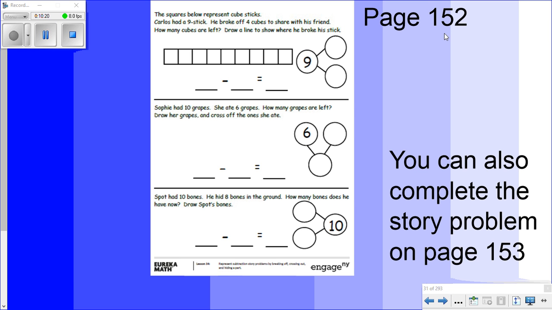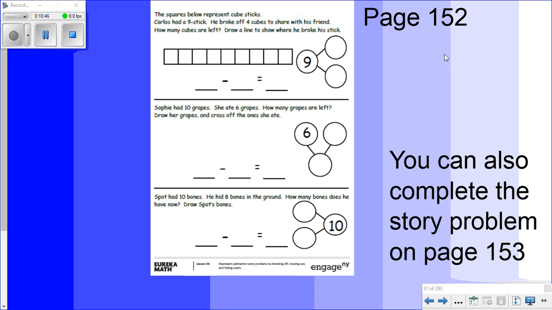It's page 152 that you should try to read the problems on your own and make the pictures and the number bonds and the equations all on your own. And then a grown-up in your family can take a look at it to check it for you. And you can also complete the story problem on page 153.